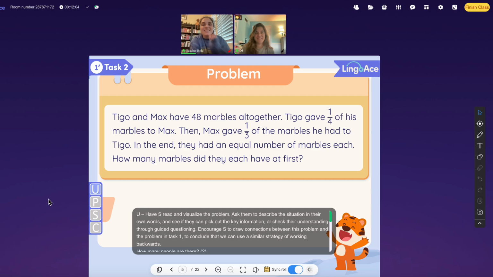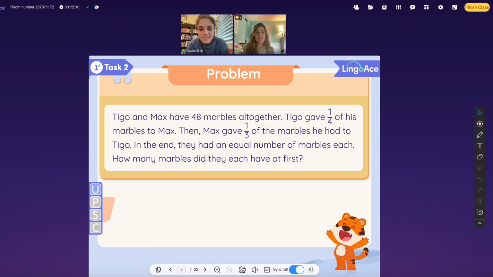Okay, so DJ, can you please read the problem for me? We are on task 2. Tigo and Max have 48 marbles altogether. Tigo gave 1/4 of his marbles to Max, then Max gave 1/3 of the marbles he had to Tigo. In the end, they had an equal number of marbles each. How many marbles did they each have at first?